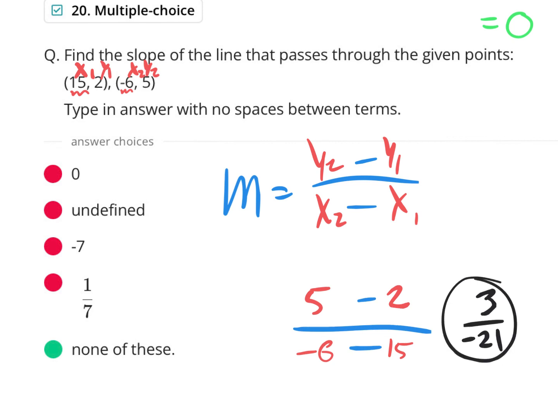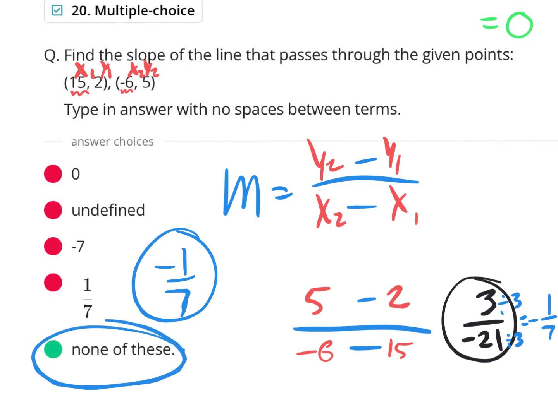Now this is the answer. However, it's a fraction that can't really be divided. You can't divide 3 by 21, but you could reduce both the top and the bottom. If you were to reduce both top and bottom by 3, that would give you your final answer, 1 over 7 with the negative sign. So the answer should be negative 1/7. That is your answer. However, it's not there. That's why none of these is the correct answer.